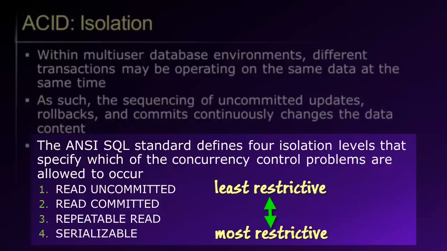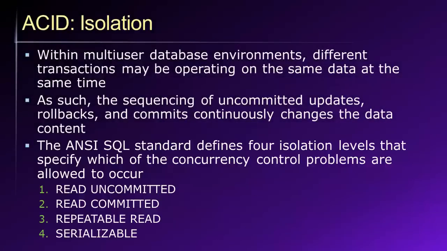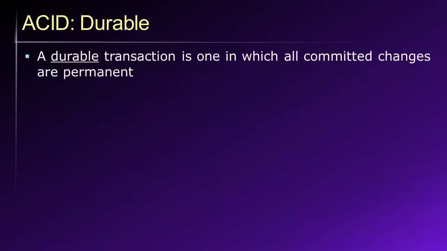A serializable isolation level then prevents concurrency control problems, but comes at the expense of accessibility. That is, if we choose to implement a serializable transaction isolation level, then although our transactions will be very well protected, and the likelihood of concurrency control problems occurring is essentially 0, the cost of that is accessibility. It is much, much more likely that users will have to wait for longer periods of time in order to have their requests serviced by the database. Finally, we have durability. And a durable transaction is simply one in which all of the changes which are committed during the course of the transaction are considered permanent within the database.